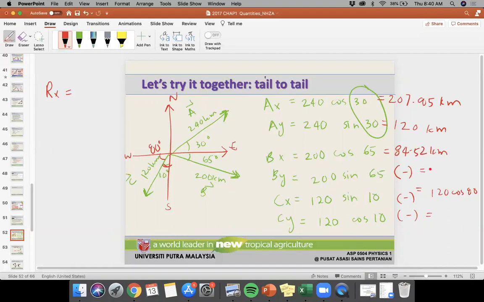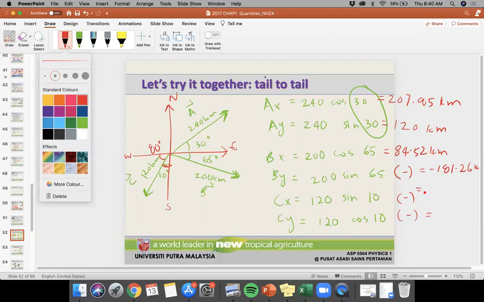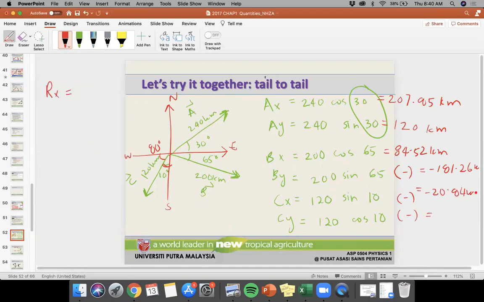This one? Negative 181.26 kilometers. Negative 20.84 kilometers. Negative 118.18. Okay, thank you, Hakim. So now we add the results.